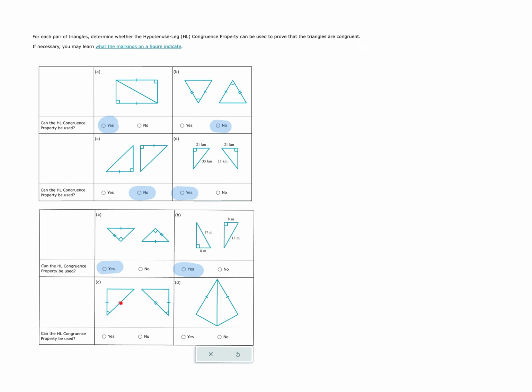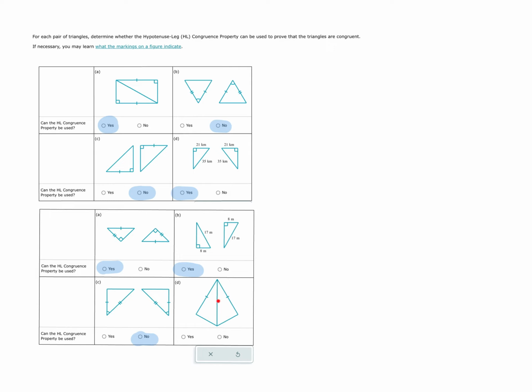Here I have a side, an angle, and a side, angle, side, but I don't know that they're right. They look like they're right, but I don't know for sure. That means I cannot use hypotenuse leg. I could prove that they're congruent by side, angle, side, but not using hypotenuse leg.